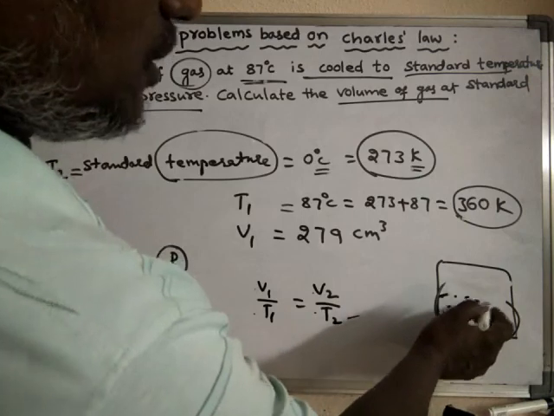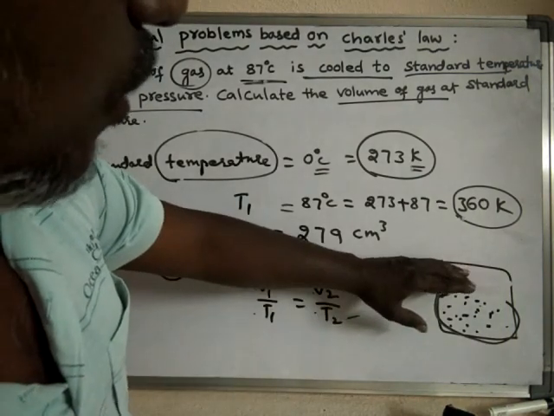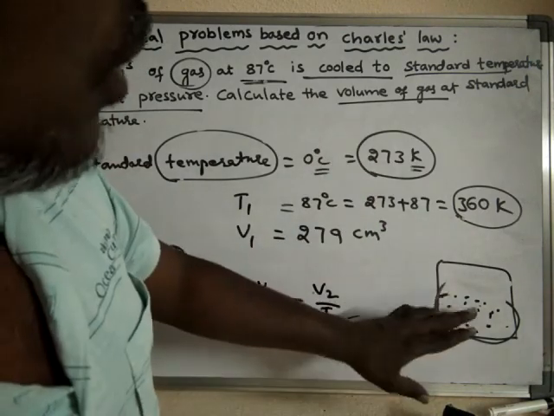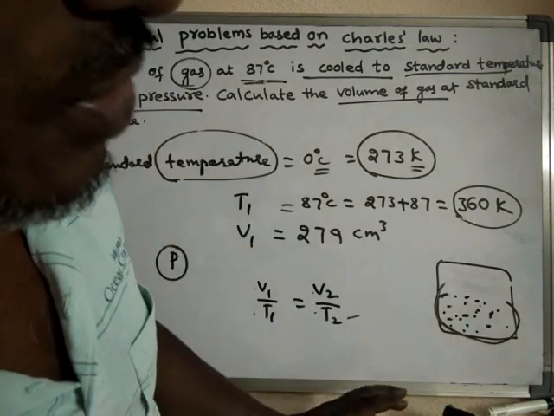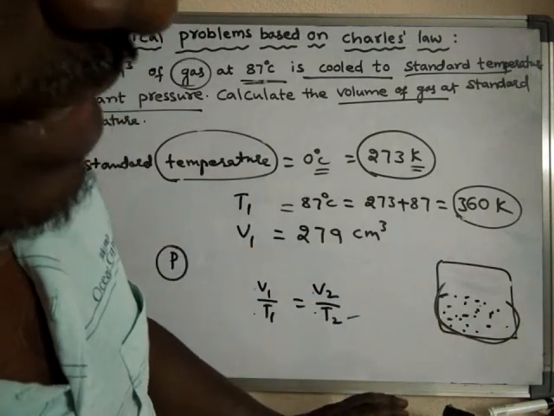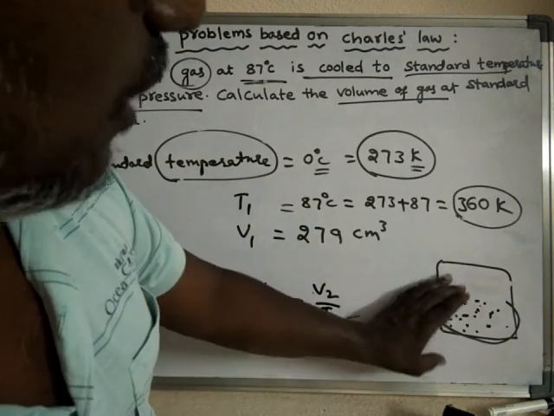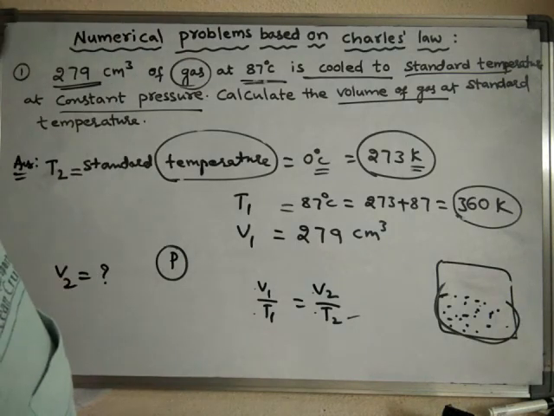So how is the volume decreased? Are we taking any molecules of this gas outside? No, no molecule is taken out. All the molecules are coming closer, because when we cool, all the molecules lose their kinetic energy and come closer and closer, so that they occupy minimum space. The volume will decrease.